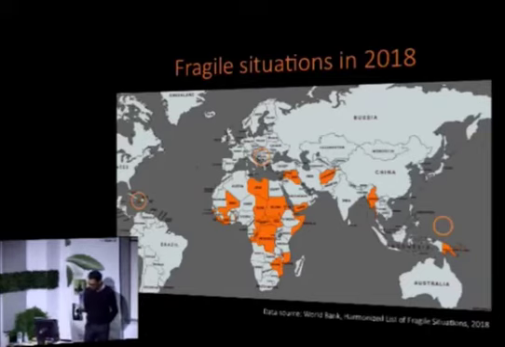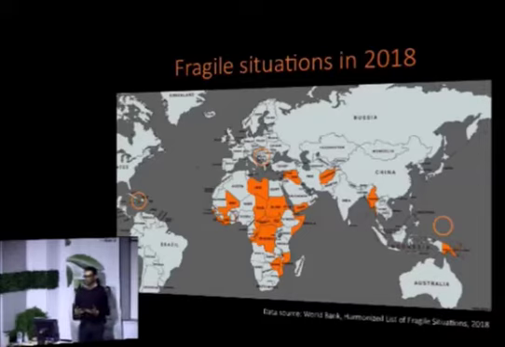So I made this map of one of the lists of fragile situations, as the World Bank refers to them, in 2018. Every year a list is developed to try to understand which countries fit this definition. The World Bank definition goes into some detail about governance indicators and meeting a certain threshold for those indicators, as well as having United Nations peacekeeping missions in those countries. So it might be one or the other.